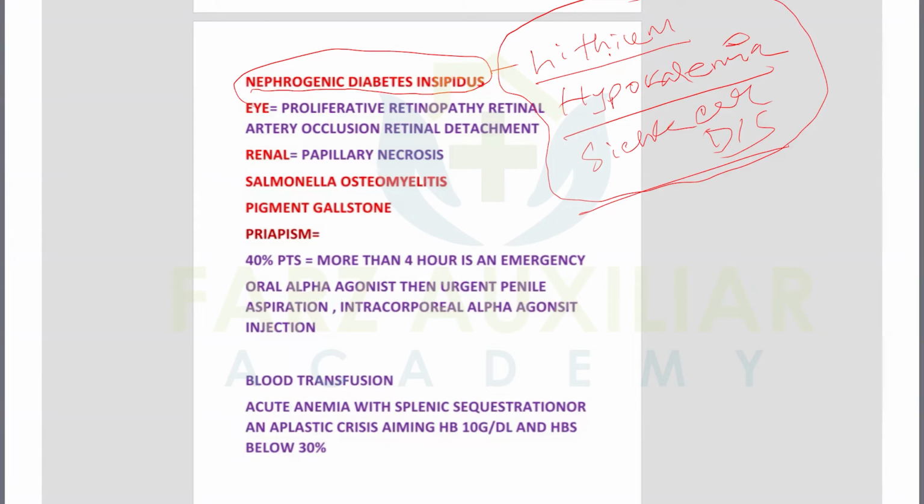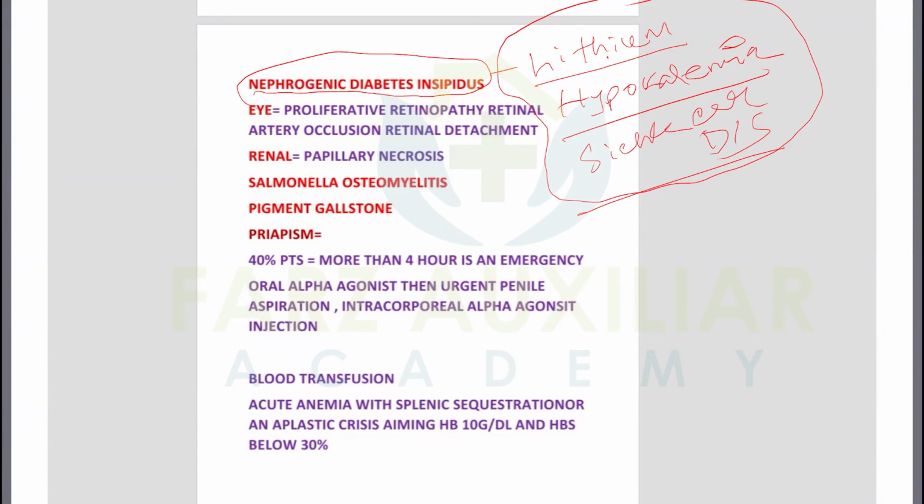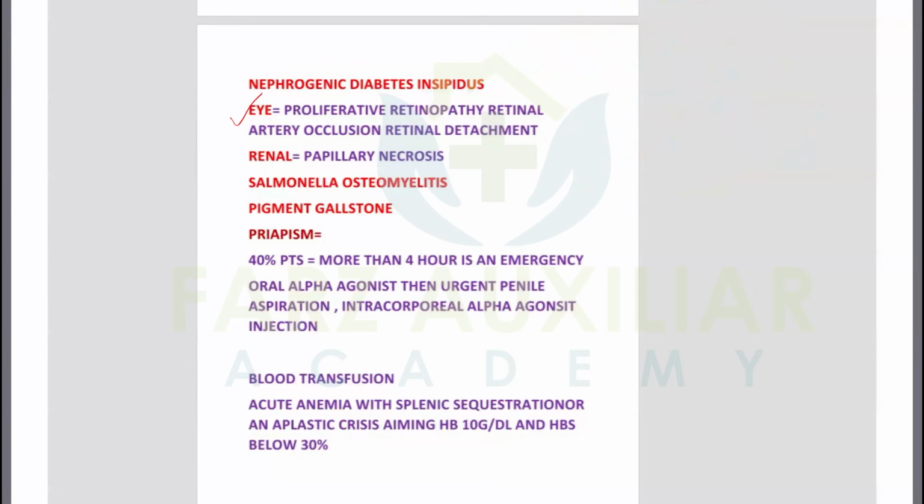Sickle cell disease, you should remember for MRCP, nephrogenic diabetes insipidus, retinopathy, retinal artery occlusion, detachment can happen, pigment changes. 40% of patients have persistent erection, painful erection. This is one of the questions you can find in past tests, priapism. A sickle cell trait patient came to you with painful persistent erection within an hour, what will you give to the patient?